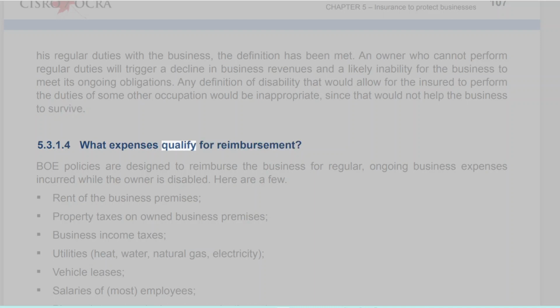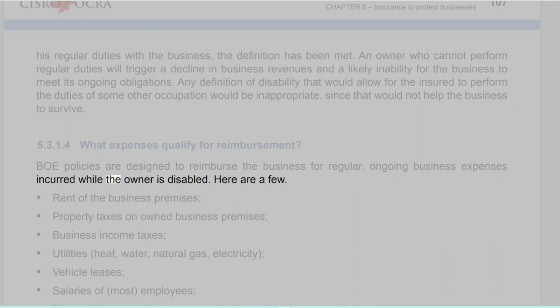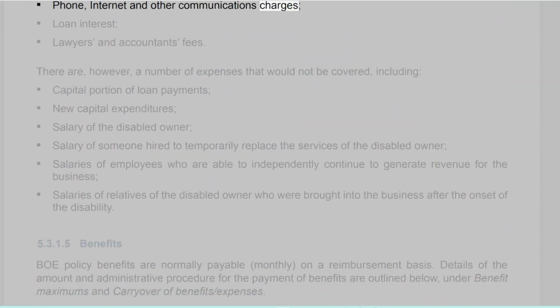5.3.1.4 What expenses qualify for reimbursement? BOE policies are designed to reimburse the business for regular, ongoing business expenses incurred while the owner is disabled. Here are a few: rent of the business premises, property taxes on owned business premises, business income taxes, utilities (heat, water, natural gas, electricity), vehicle leases, salaries of most employees, phone, internet and other communications charges, loan interest, lawyers and accountants fees.